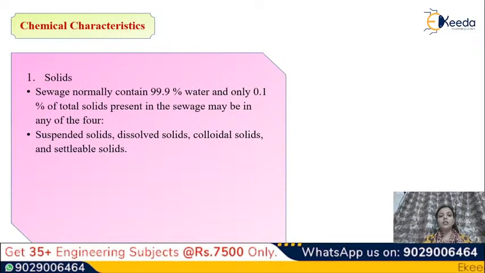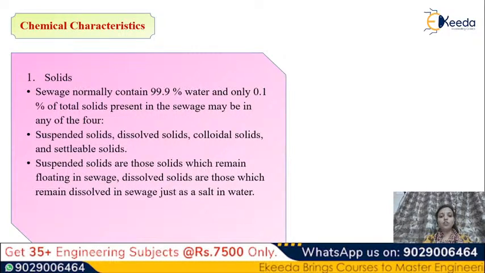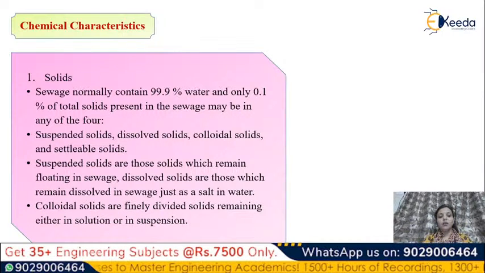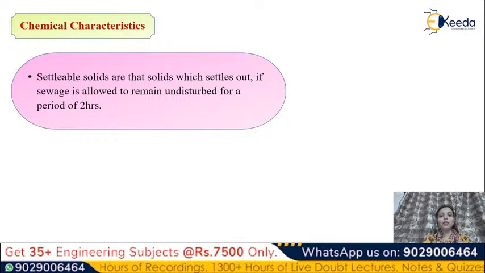Settleable solids can be easily settled down by the force of gravity. So these are the four types of solids. Suspended solids are those solids which remain floating in sewage. Dissolved solids are those which remain dissolved in sewage, just like salt in water. Colloidal solids are finely divided solids remaining either in solution or in suspension. And settleable solids are those solids which settle out if the sewage is allowed to remain undisturbed for a minimum of 2 hours.